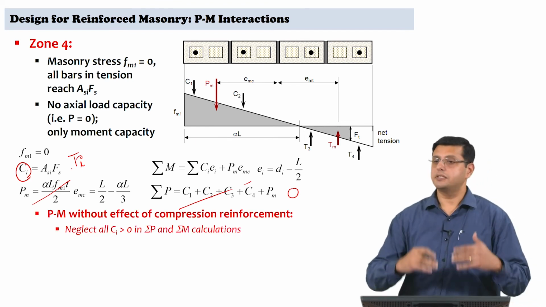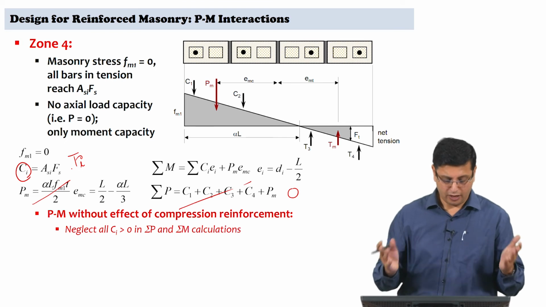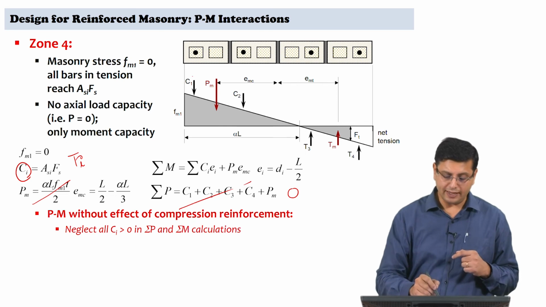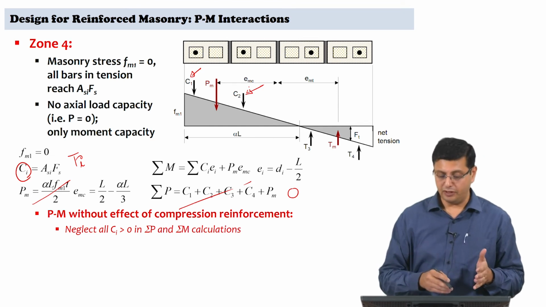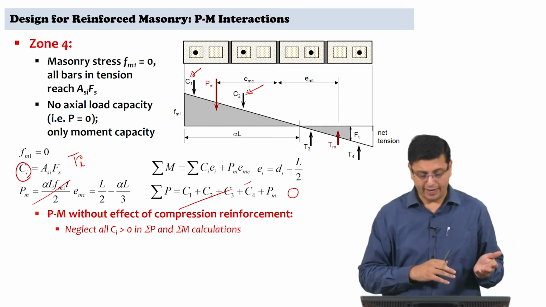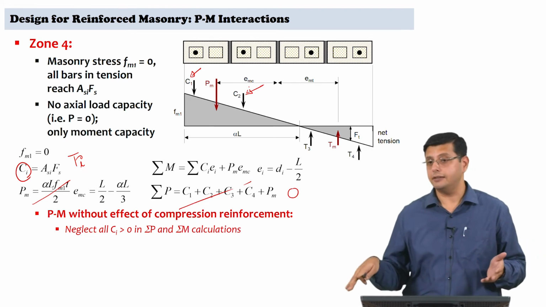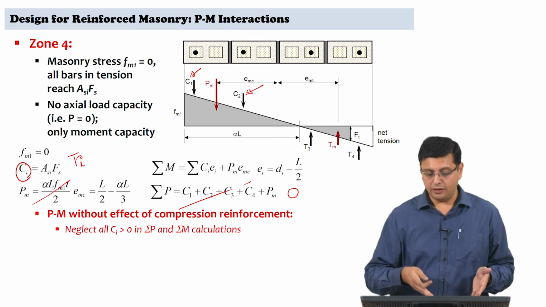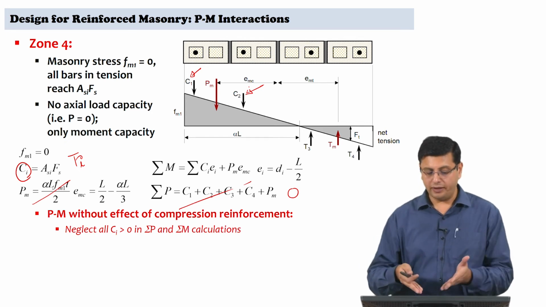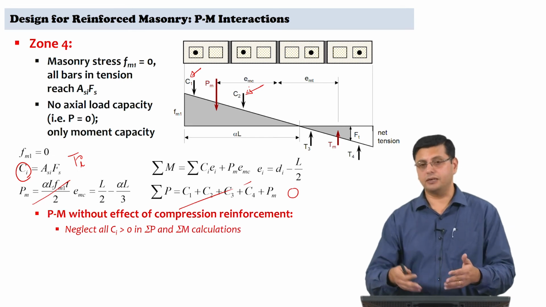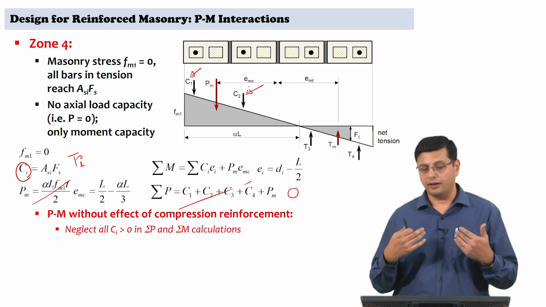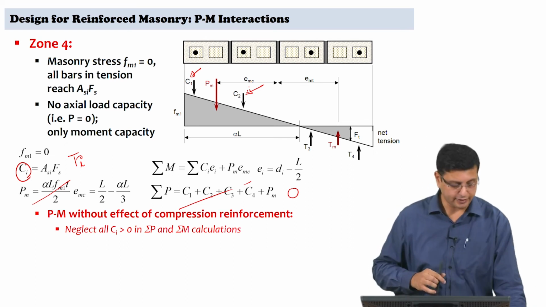Okay. So this is how you would look at 4 zones. Now, what we did here was to assume that the compression reinforcement continues to contribute to the moment capacity. We use the reinforcement for both tension capacity and compression capacity. One way could be to just neglect that contribution, and so just look at where these bars are showing value of Ci greater than 0, which is compression, set that to 0 and look at the PM interaction curve, neglecting the compression reinforcement, and that is a quick check that you can do.